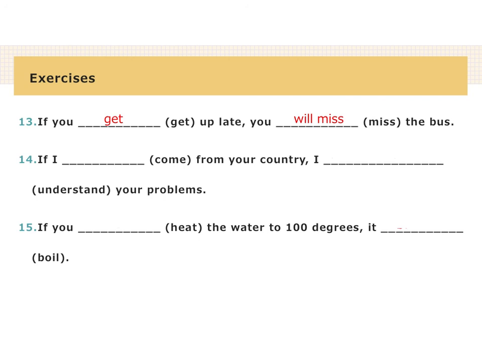Number 14. If I come from your country, I understand your problems. The answer is, if I came from your country, I would understand your problems. It is an unreal situation because I'm not from your country. It is an imaginary situation, so type 2 is used.